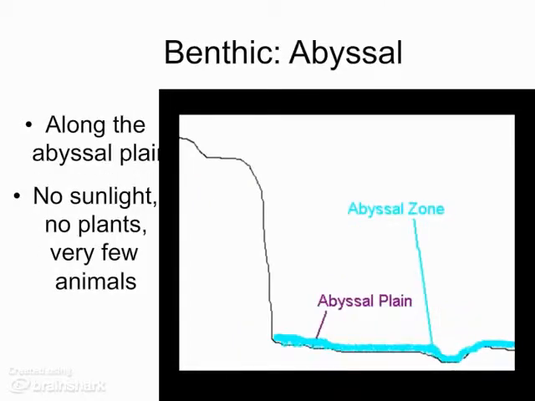Then you've got the abyssal zone of the benthic environment. This would be all along the abyssal plain. Now down here there's very little sunlight, pretty much no sunlight at all. So there's not going to be many plants and very few animals. This is down in the deep, dark abyss of the ocean.